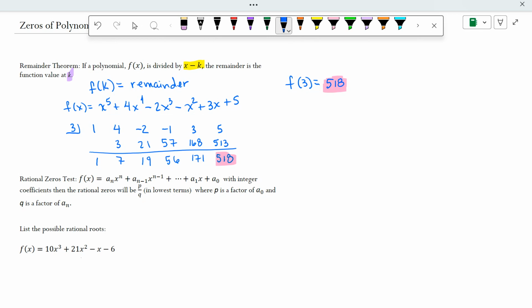And most of those I could have done in my head, so it doesn't even take a lot of calculator work. The remainder theorem is really nice in that it gives me another way to calculate a function value, but we're also going to see it help us along the way when we are looking at finding zeros of polynomials.